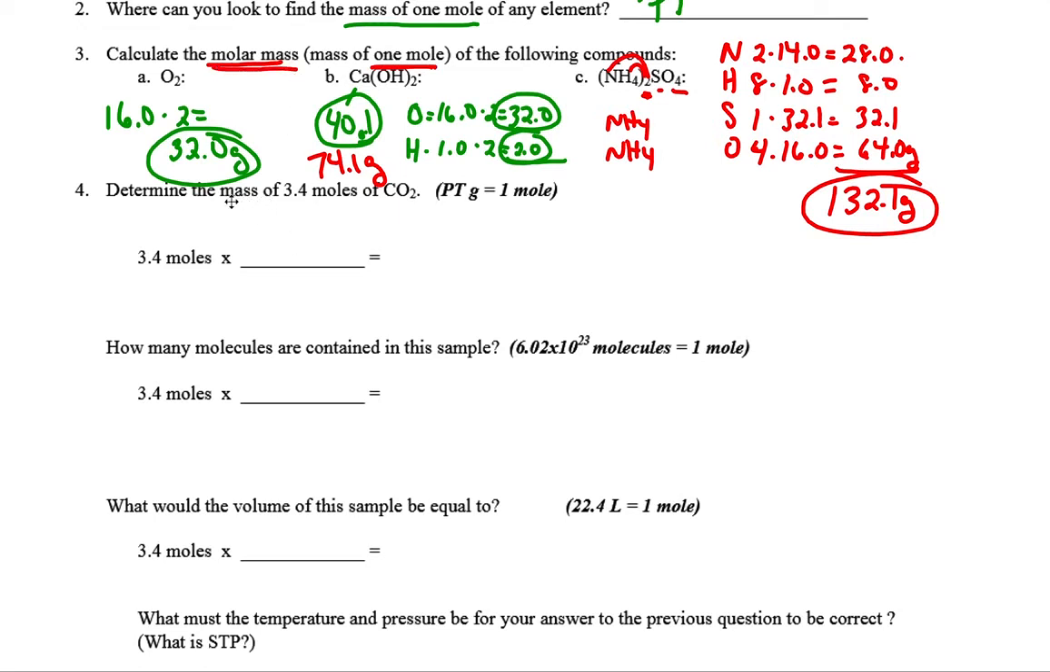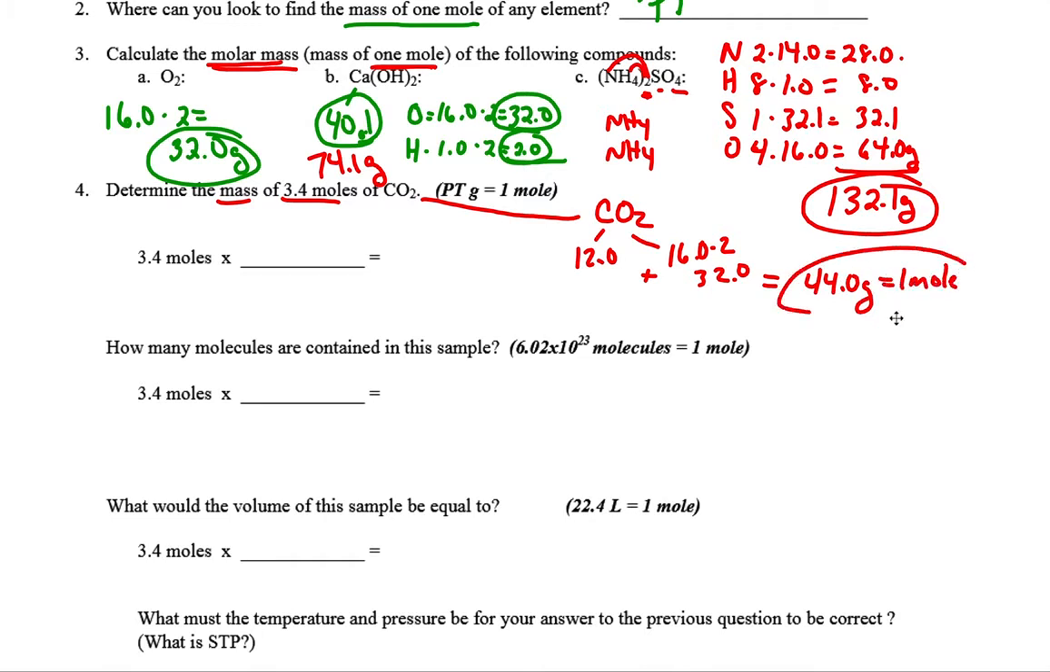Now this question says, what's the mass of 3.4 moles? I know 1 mole, if I look on the periodic table for carbon dioxide, carbon's 12, oxygen is 16.0 times 2, so that's 32. 12 plus 32 is 44.0 grams. This equals 1 mole. The question says, what's the mass of 3.4 moles? So I'm going to use dimensional analysis. 1 mole goes on the bottom because I want moles to cancel.